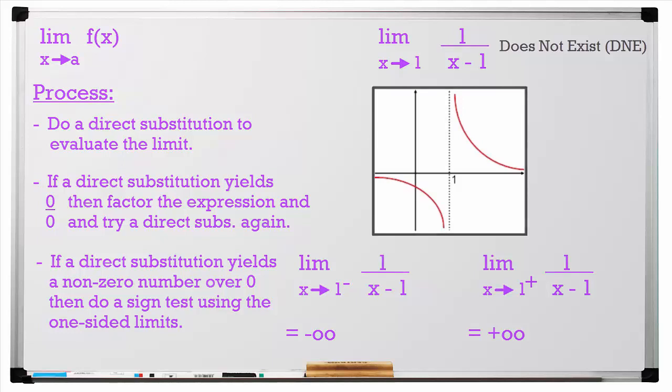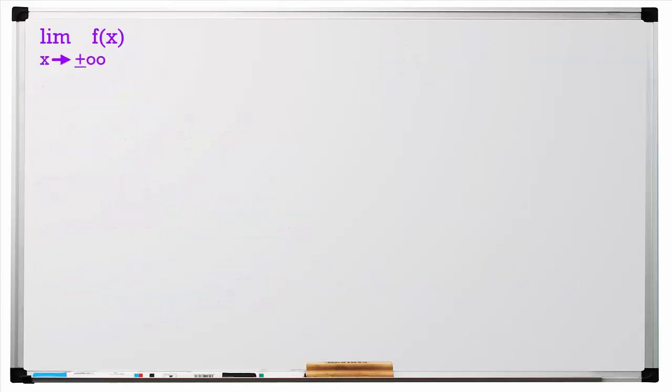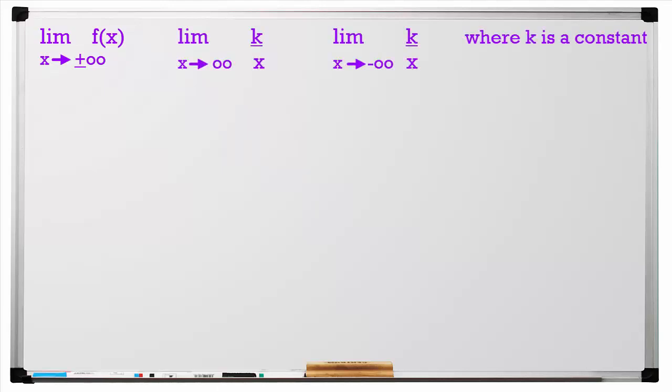Now let's look at limits of the form limit of some function f of x as x approaches either positive infinity or negative infinity. First, consider the limit of k over x as x approaches infinity and the limit of k over x as x approaches negative infinity, where k is any constant.